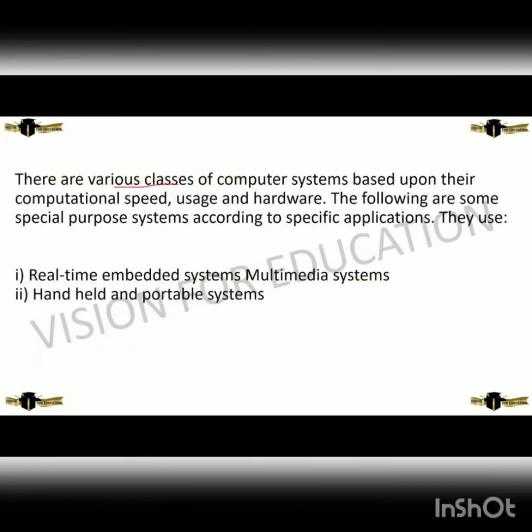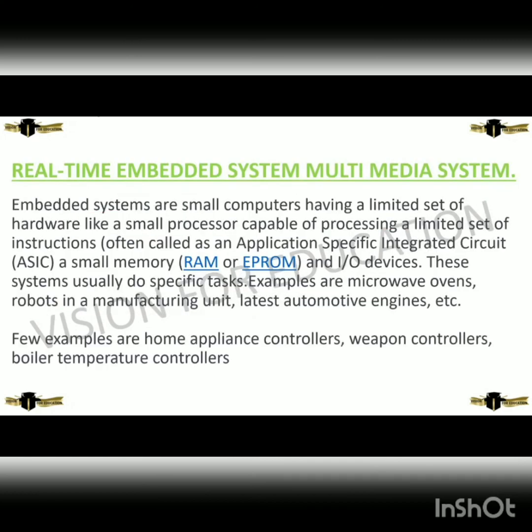There are various classes of computer systems based upon computational speed, usage and hardware. The following are some of the special purpose systems according to the special applications they use: real-time embedded systems, multimedia systems, and handheld and portable systems. What is a real-time embedded system and a multimedia system?